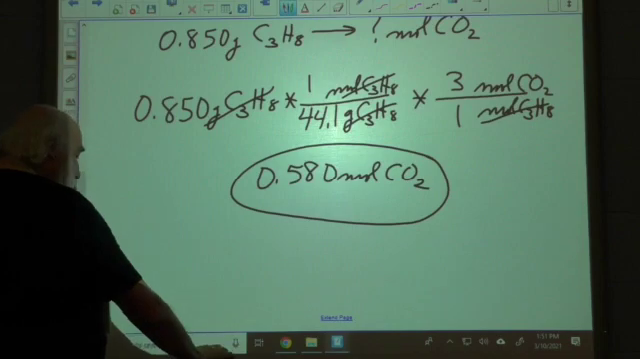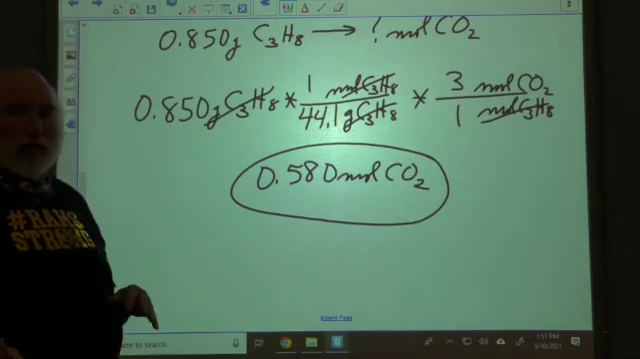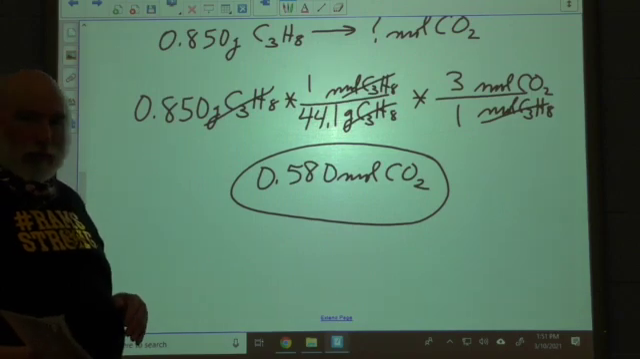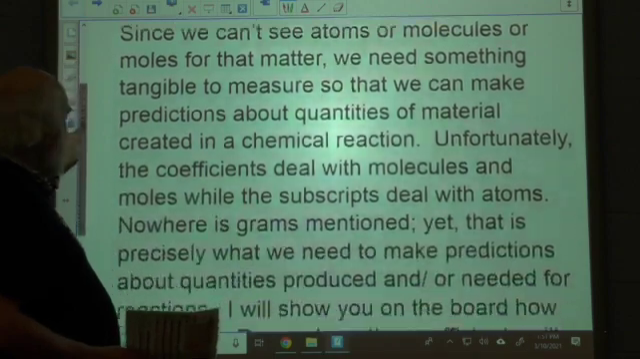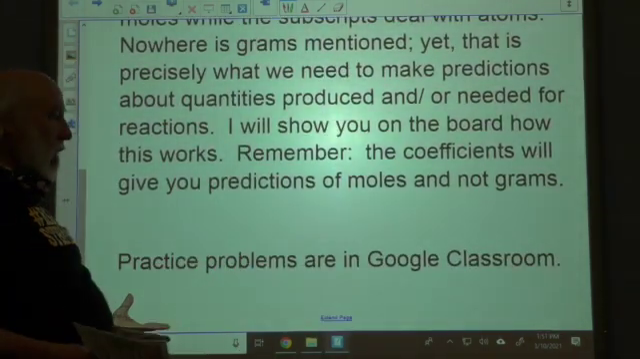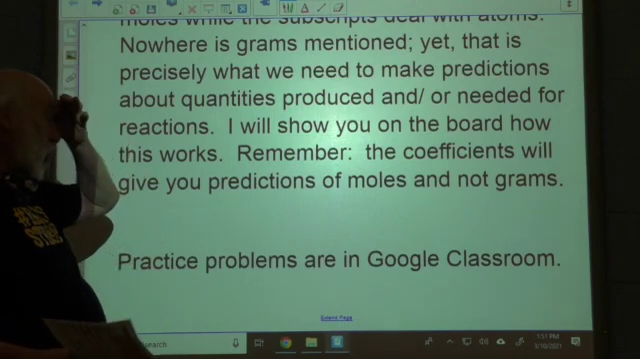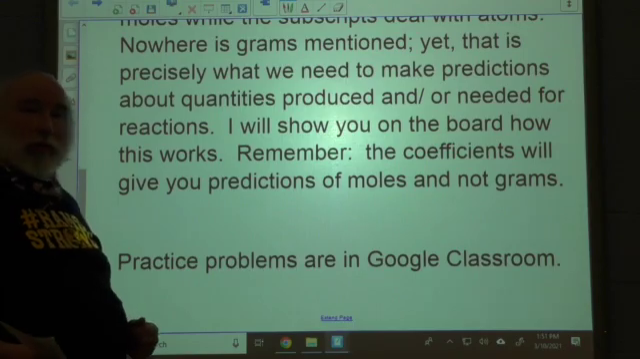So that's how we do the conversions from moles to grams or grams to moles using stoichiometry. Our practice problems are found on Google Classroom as a separate entity, so you need to get that and download that or take a look at that or copy it down, whatever, and then do your problems. Have fun!